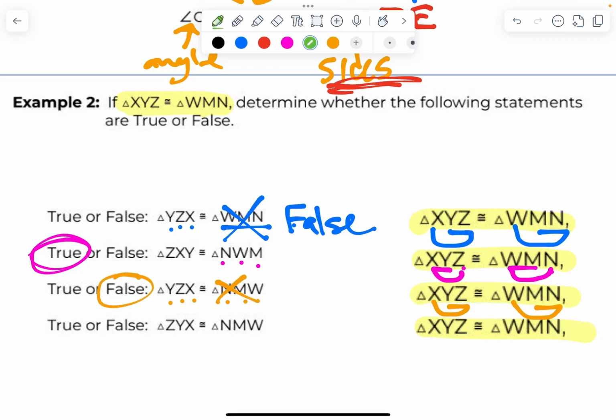And then for the last one, we're going to check Z, Y, X. So we're just kind of starting at the end and we're going to the left. So it should start off N, M, W, and that one is true. So we're just looking for the same order, the letters going in the same pattern.